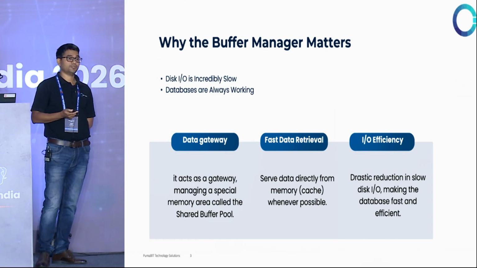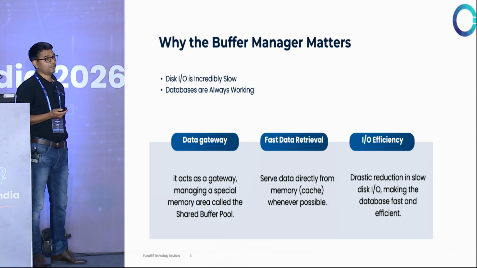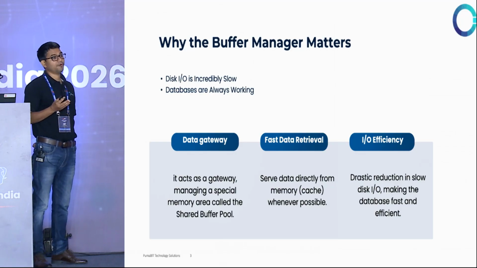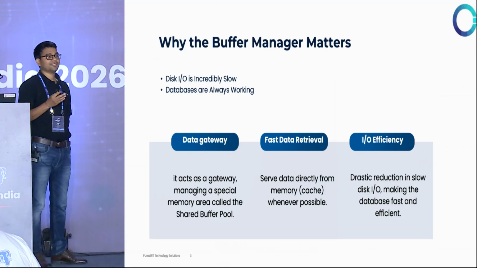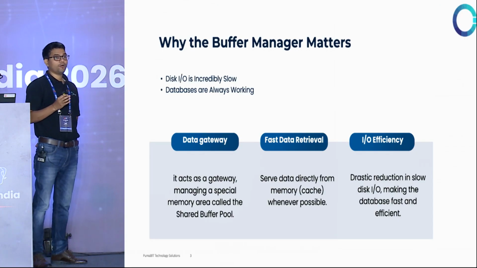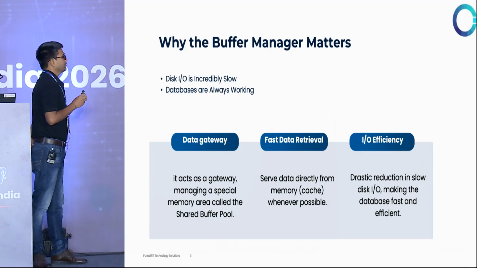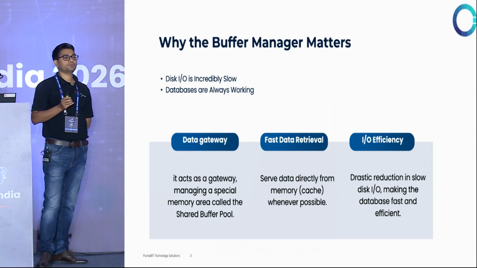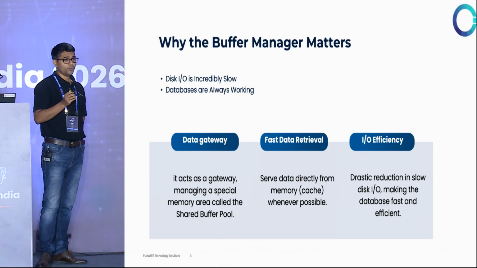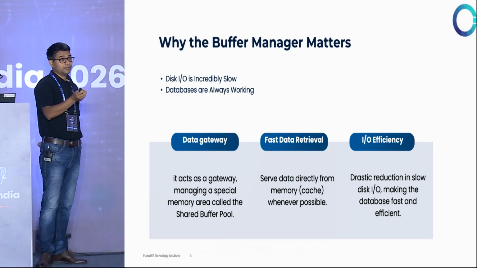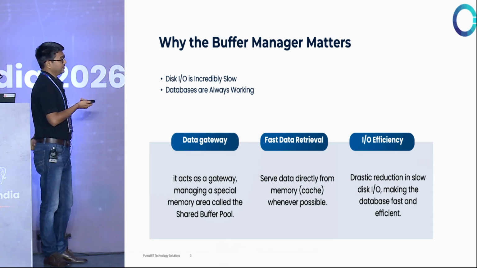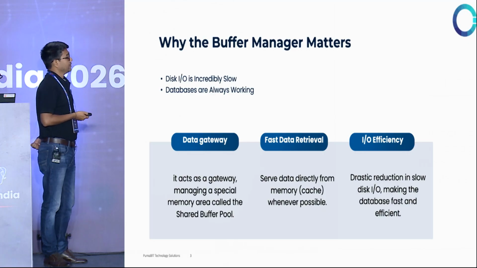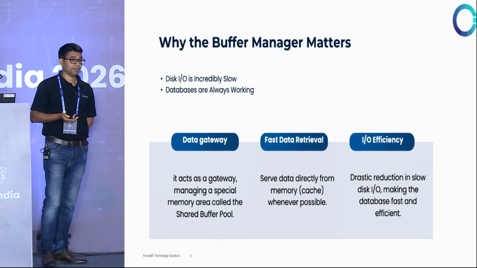I'll start with why the buffer is important. Again, just to summarize, it speeds up our data operations. That is the core objective of having memory in any database. It acts as a gateway, so if you are performing any operation, it goes to the memory. The primary objective is fast travel of data, which ultimately achieves good IOPS, resulting in good IO efficiency. This is why we need a buffer and memory in the database.